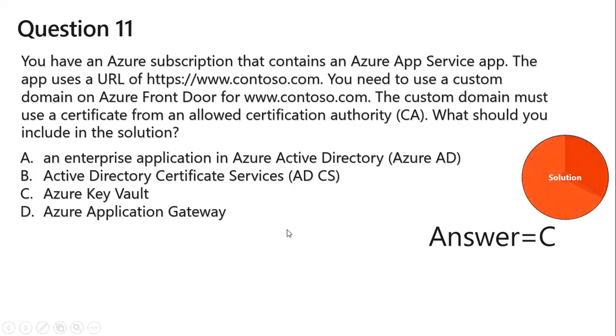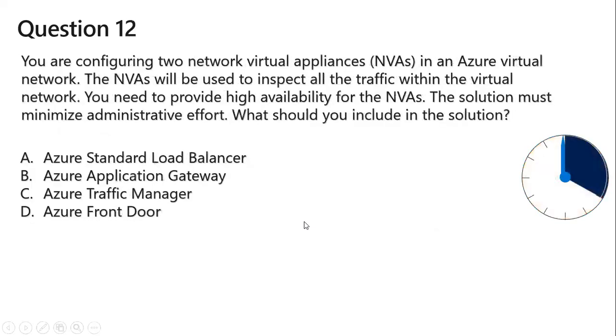So for this question, the correct answer is going to be Key Vault, because you have to use a custom domain in here. That's okay. Now, moving ahead with question number 12. You are configuring two network virtual appliances in an Azure virtual network, and the network virtual appliances will be used to inspect all the traffic within the virtual network. You need to provide high availability for the NVAs. The solution must minimize the administrative effort. What should you include in the solution?